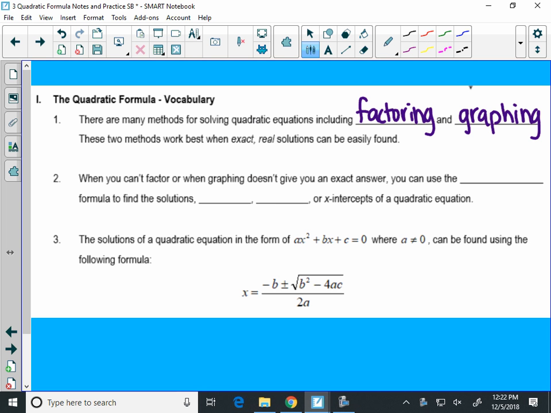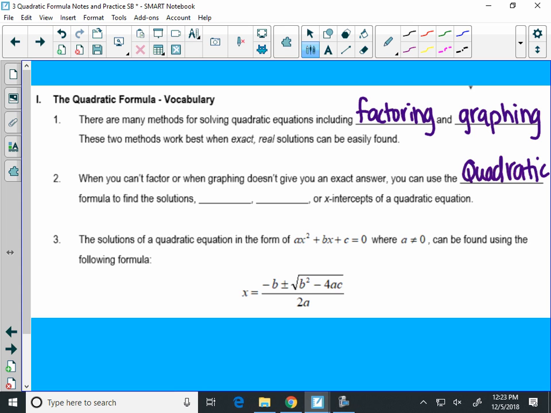However, those 2 methods only work and give you exact answers when you have rational numbers, right? If there was an i, there's no way you can factor and get i. Your calculator won't give you i. So when you're factoring or when the graphing doesn't give you an answer or an exact answer, you can use the quadratic formula to find the solutions. What are some other words for solutions?